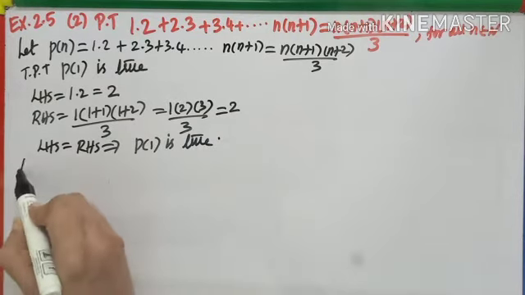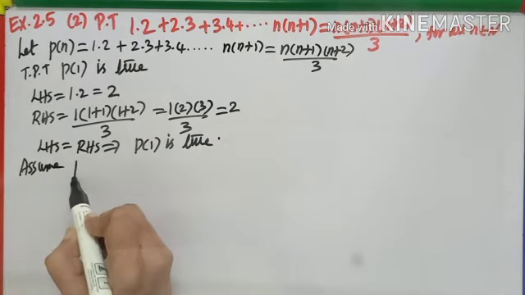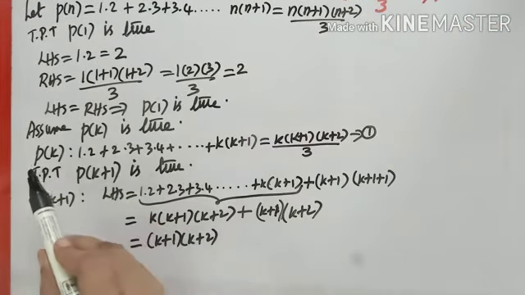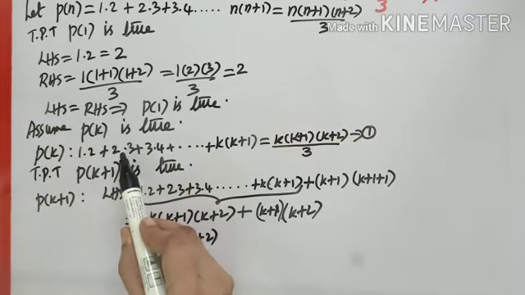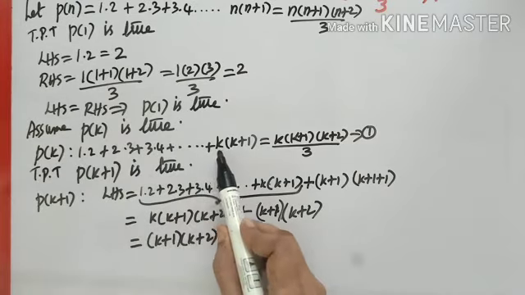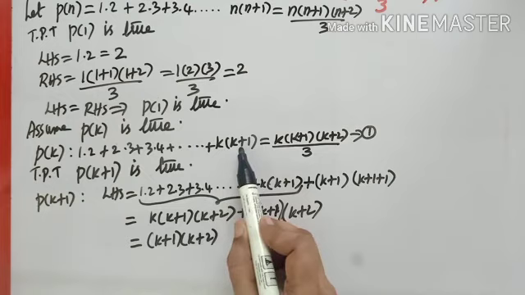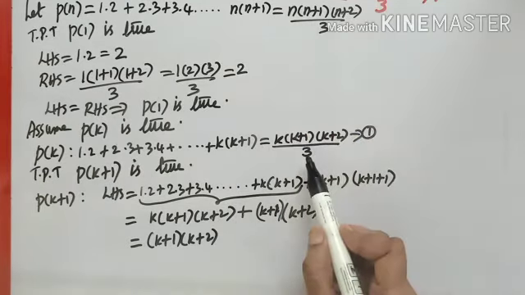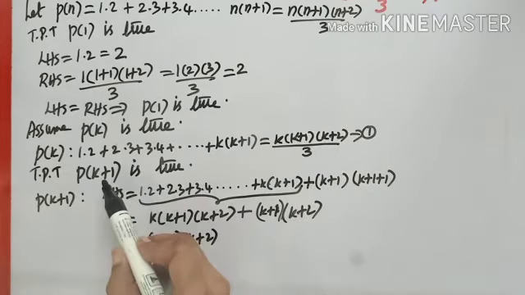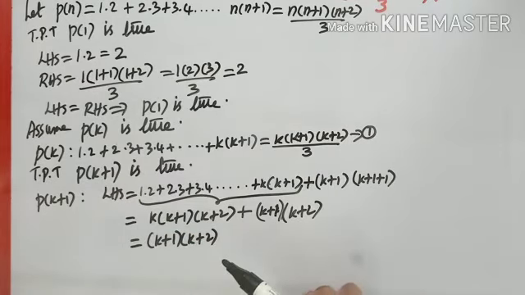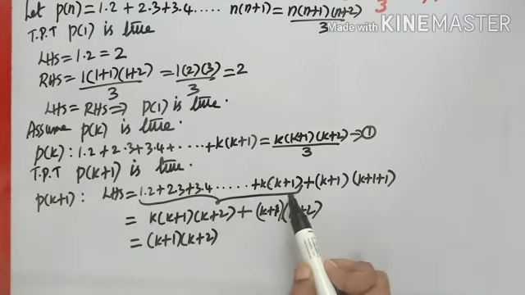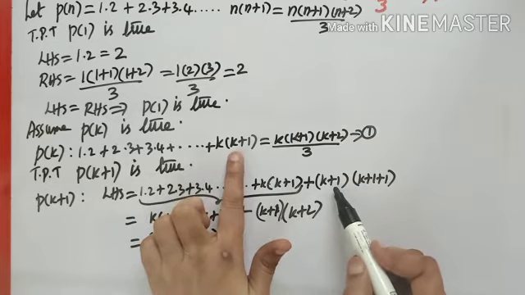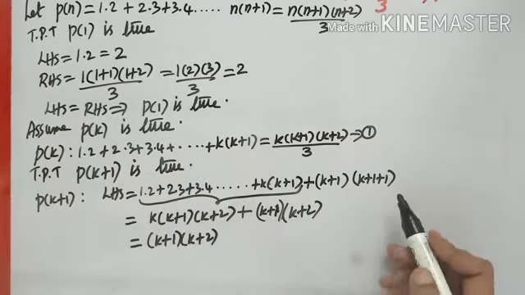The next step, assume P of K is true. How to write P of K? P of K is 1 into 2 plus 2 into 3 plus 3 into 4 and so on up to k into k plus 1 equals, wherever n is coming, just put k. Now I want to show P of k plus 1. So copy this k as it is, write one more term. K becomes k plus 1, k becomes k plus 1 plus 1.